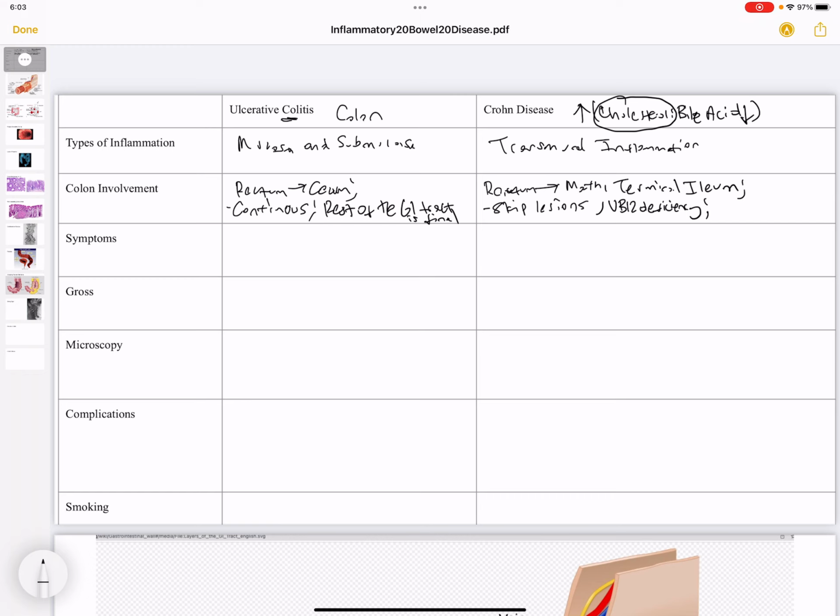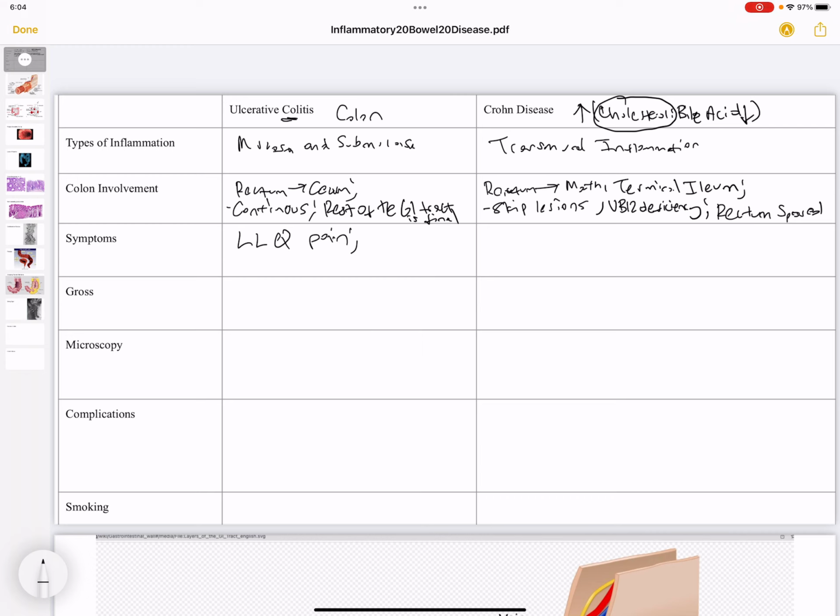Now, another important piece of information we need to know about Crohn's disease is that the rectum is going to be spared in most cases. This is unlike ulcerative colitis, where the inflammation is going to actually start in the rectum. Now, with symptoms, if we use our anatomy, we can determine where the abdominal pain is going to originate from. With ulcerative colitis, the rectum is involved. The inflammation starts in the rectum. Where is the rectum located? It's located in the left lower quadrant. So the patient is going to present with left lower quadrant pain.